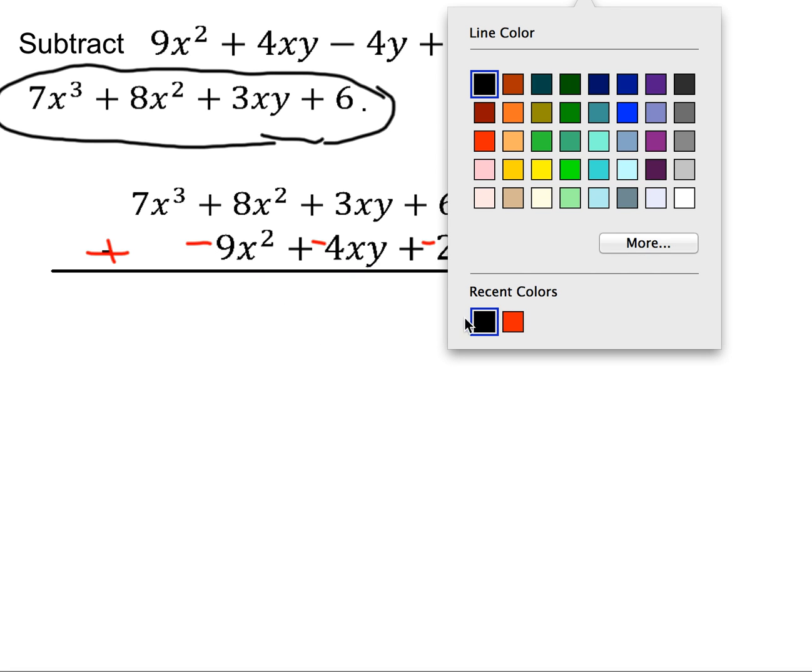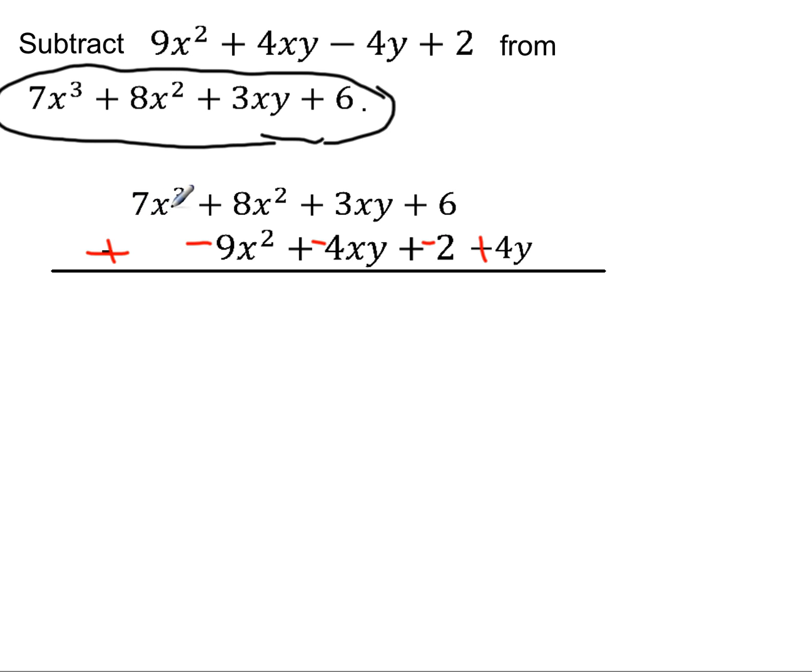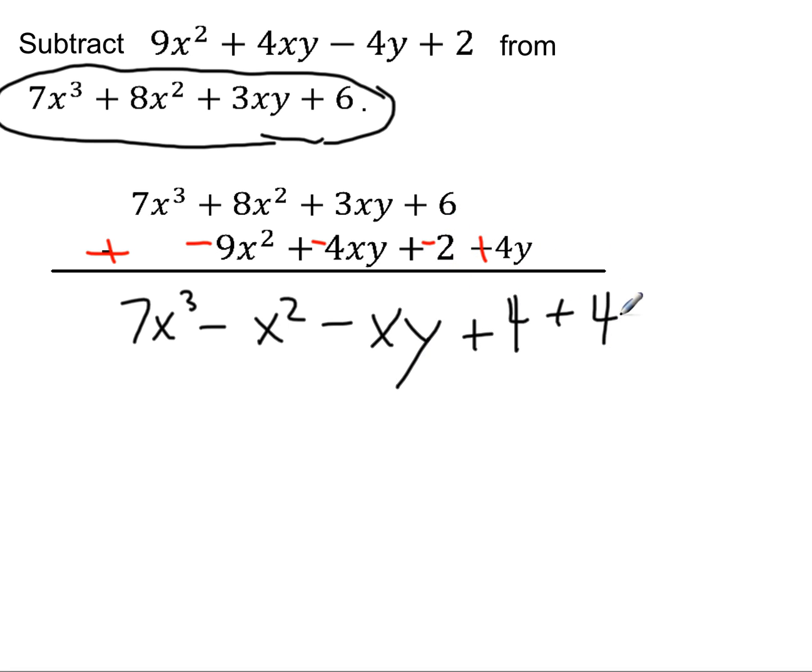Now I go back to my regular pen color and I do 7x cubed. It has nothing to match up with, so I just have 7x cubed. I have 8x squared minus 9x squared, so I have negative 1x squared, or just negative x squared. Then I have positive 3xy plus negative 4xy. That gives me negative 1xy. 6 plus negative 2 is positive 4, and then I have positive 4y.